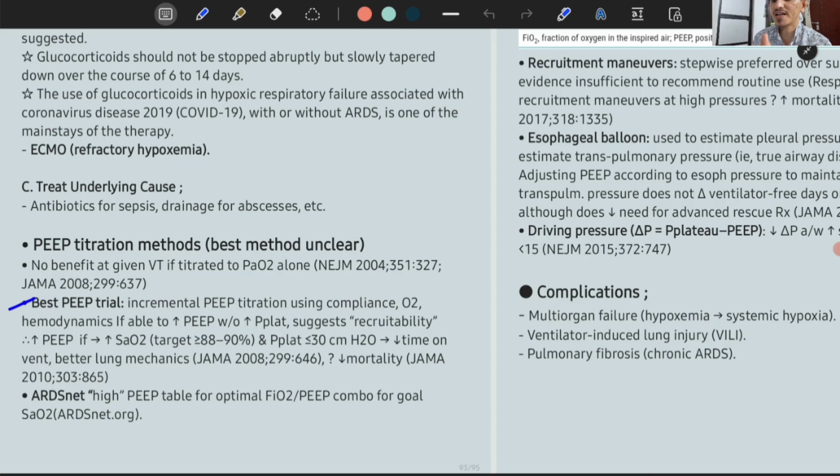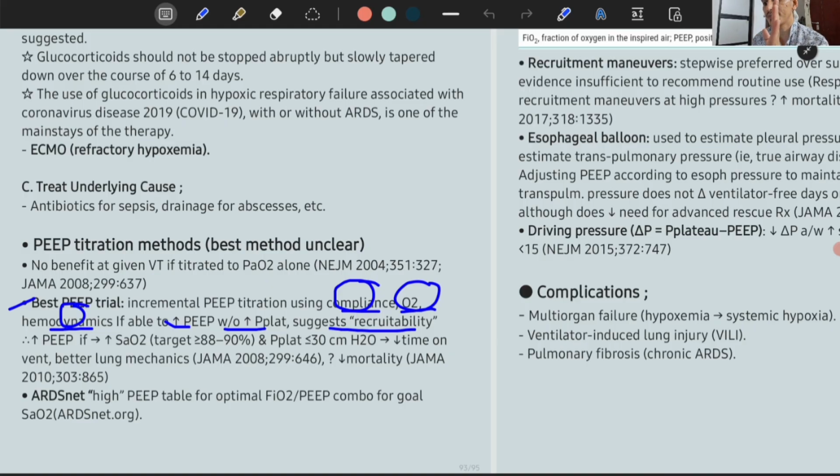The best is the PEEP trial, incremental PEEP titration using compliance, oxygenation, and hemodynamics. That is, you see the compliance of the lungs, the oxygenation of the patient, and the hemodynamics of the patient. If you are able to increase the PEEP without increasing the plateau pressure, that means the lung is still recruitable, meaning some diseased alveoli can still be taken back into function. Therefore you increase the PEEP in those patients.